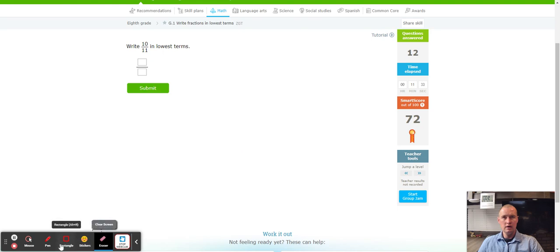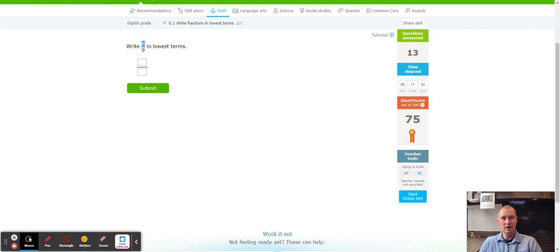All right, 10 over 11 is in simplest form already. The reason I know that is 11 is a prime number. Only 1 times 11 will give you 11. Therefore, you cannot simplify anything. Gotta love those ones.